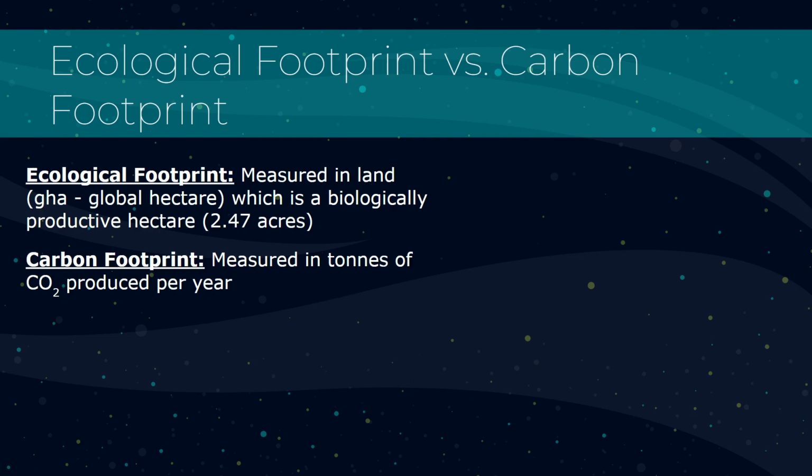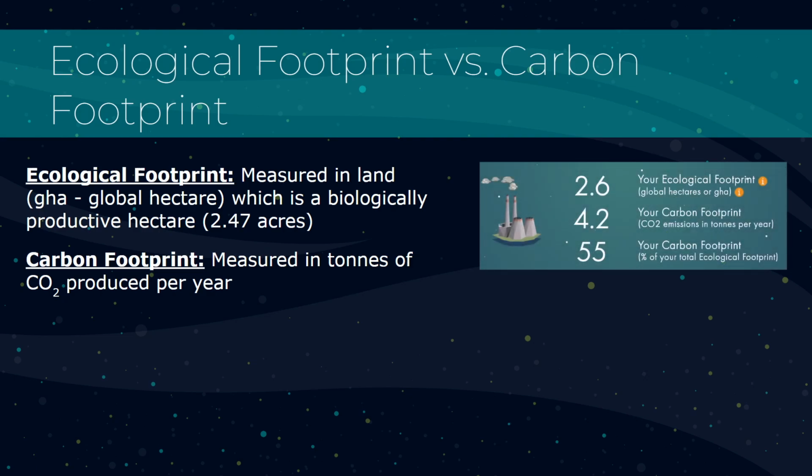The carbon footprint is measured in tons because it's the total amount of carbon dioxide that is produced from the activities and consumption of a group or individual. We can actually look here at my ecological footprint and my carbon footprint. So my ecological footprint is 2.6 global hectares, and my carbon footprint is 4.2 tons of CO2 per year.